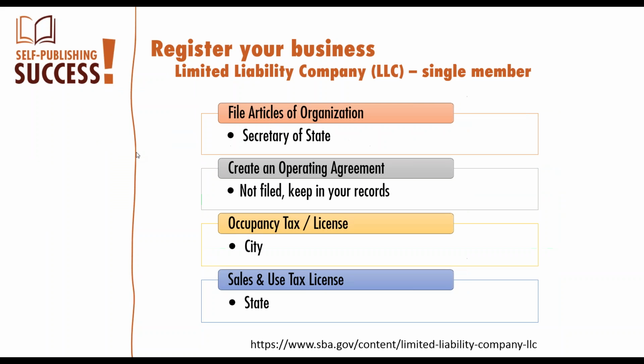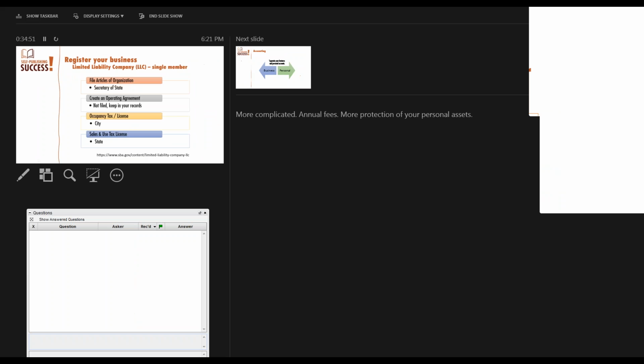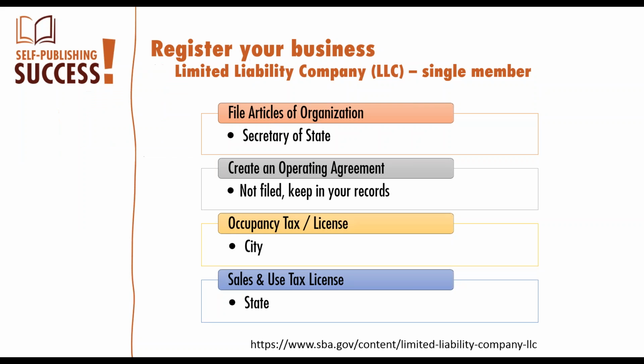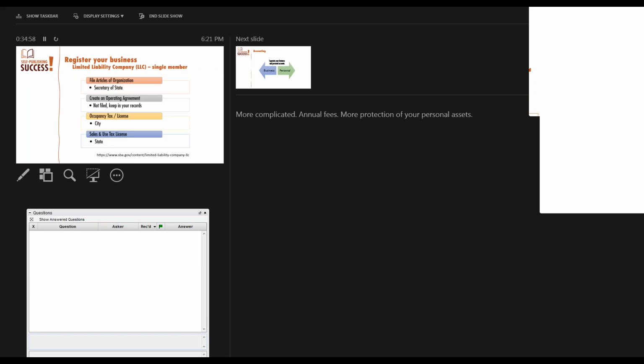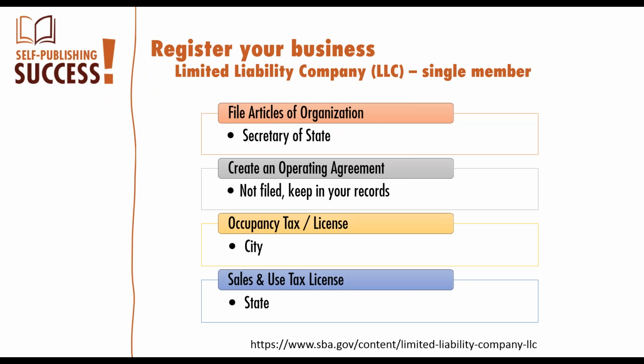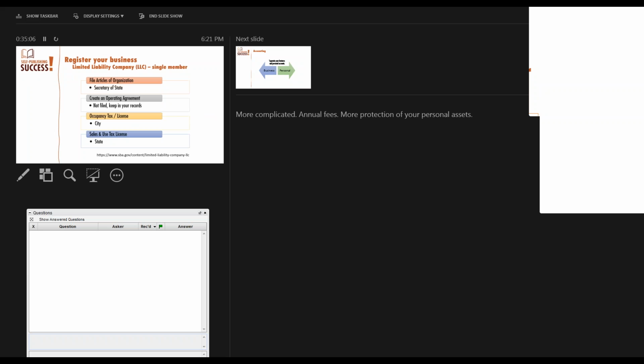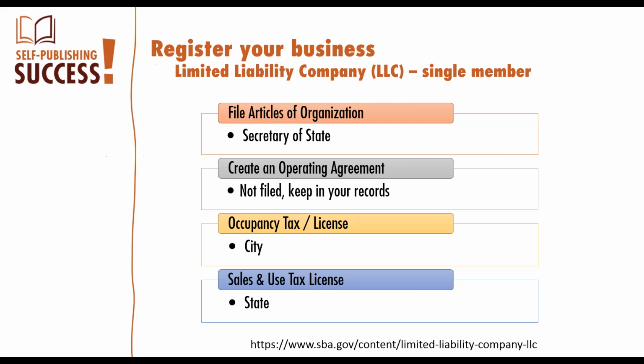If you're doing a limited liability company, LLC, the occupancy tax and sales and use tax is still the same steps, but you're going to need to file what's called articles of organization with your Secretary of State. It's a pretty simple little piece of document that you're going to want to fill out. You are not going to do a doing business as or trade name registration. That is for a sole proprietorship. With a limited liability company, you file the articles of organization, which says what your name is and has some other things with it. You also want to create an operating agreement.